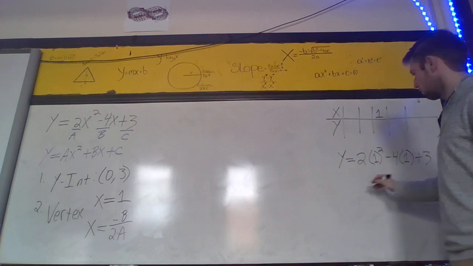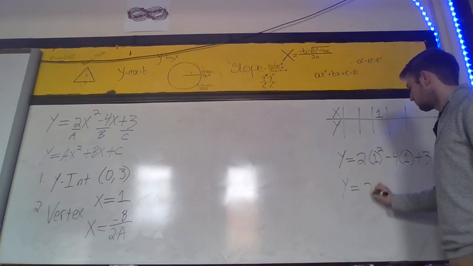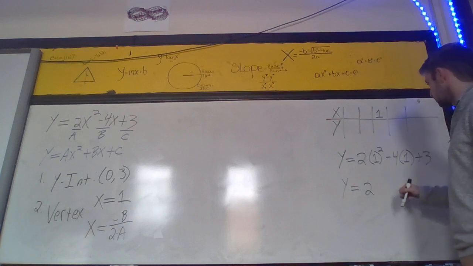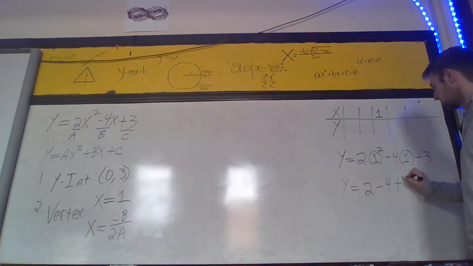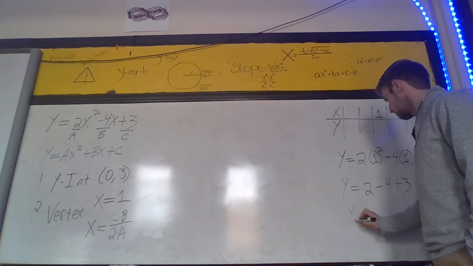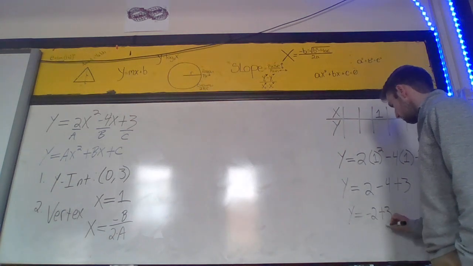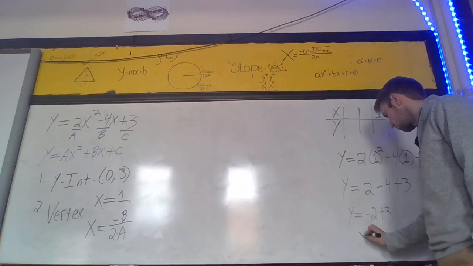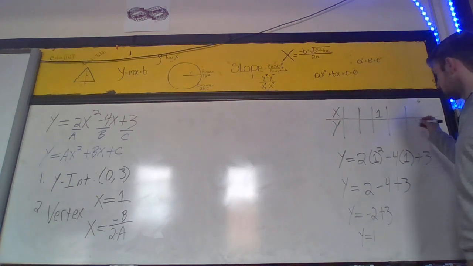Okay, 1 squared is going to get you 1. So next thing we're going to say is 1 times 2, which is going to give us 2. 4 times 1 is going to leave us with 4, so it's going to stay a minus 4. Okay, and we've got plus 3. Well, what's 2 minus 4? 2 minus 4 is going to get us negative 2. All right, what is negative 2 plus 3? All right, that's going to leave us with 1. So y is equal to 1. So we input 1, we get an output of 1.